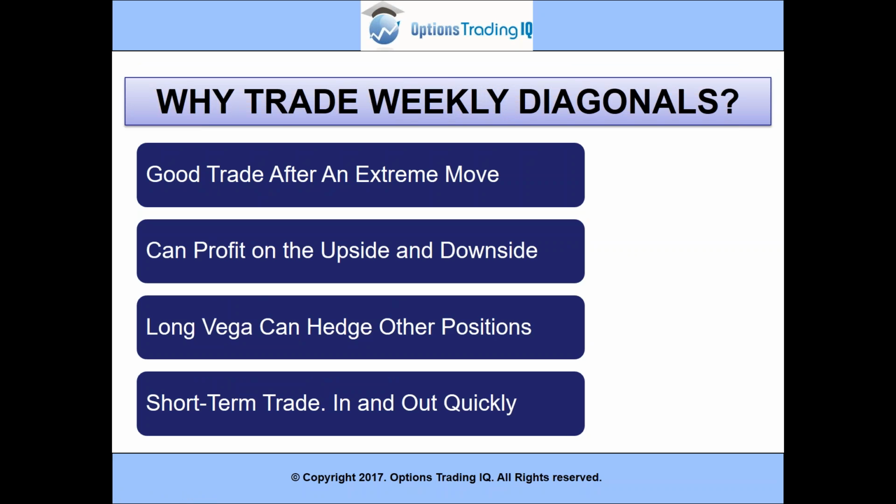Okay, so why do we trade weekly diagonals? So it's a good trade after an extreme move, particularly on the upside. I generally like to put them on when the stock's made a really big move to the upside. Maybe momentum's going to carry it a little bit higher, but generally it's going to stay flat, decline, or maybe go up by just 1-2% maybe. You can also profit with these potentially on the upside and the downside. So if you get a slow move to the upside, you can do well, or if you get a really fast move to the downside, you could do well.